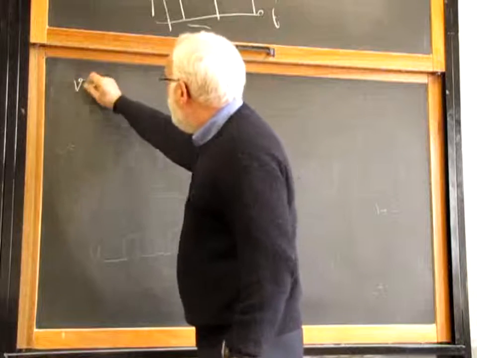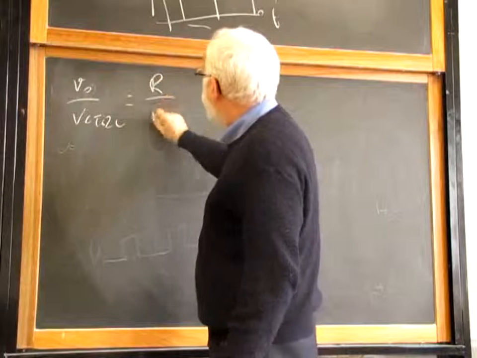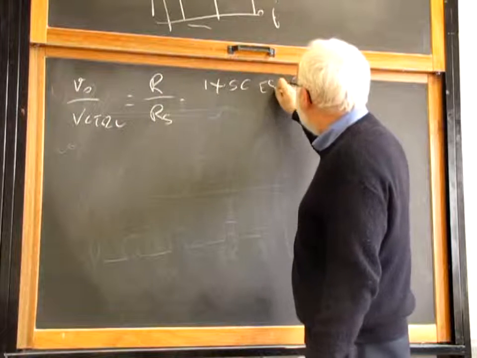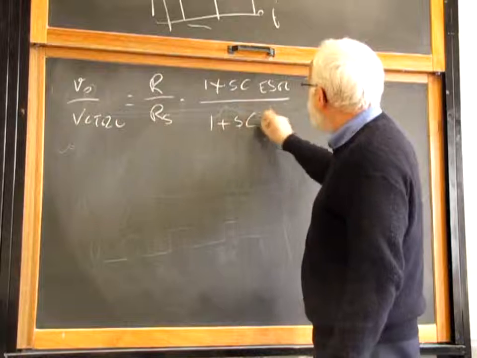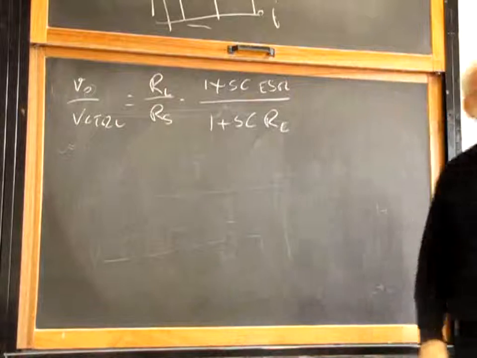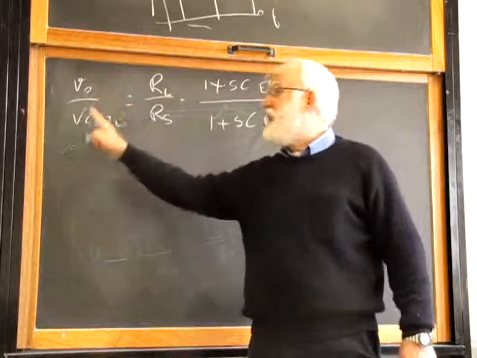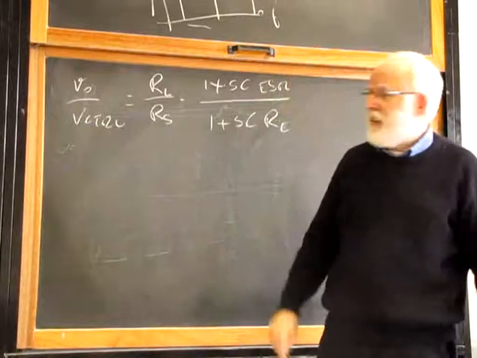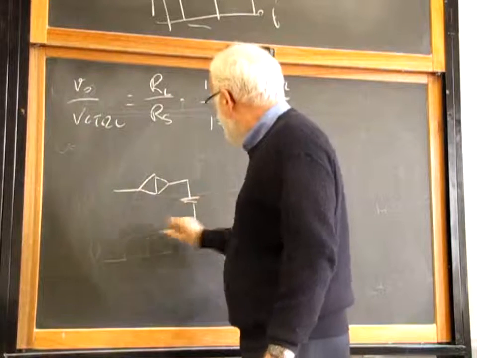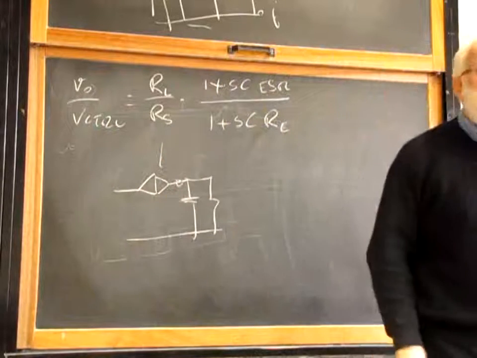V naught over V control equals, we said, R over RS times 1 plus sC ESR divided by 1 plus sC R. This one. This is the transfer function between the output voltage and the peak current. Peak control is basically a peak current indication. Remember what is inside these control covers.